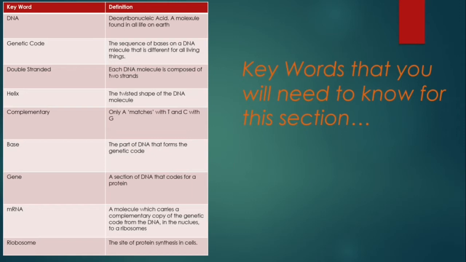Complementary is a word that we're going to be using in today's episode, and we're going to be speaking about DNA base pairs, and this means that only A matches with T and C matches with G. A base for the base pair is the part of DNA that forms the genetic code. A gene is the section of DNA that codes for a protein. Messenger RNA is a molecule which carries a complementary copy of the genetic code from DNA in the nucleus to ribosomes, and the ribosome is the site of protein synthesis in cells.